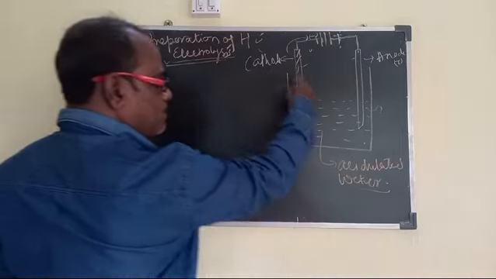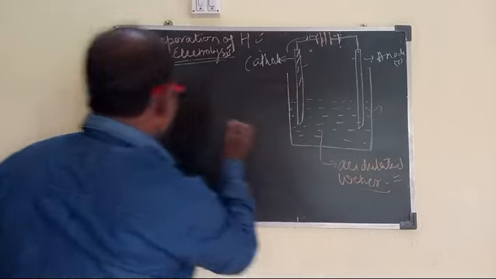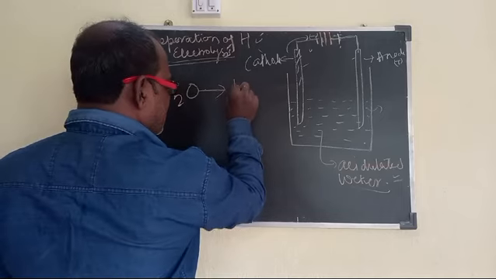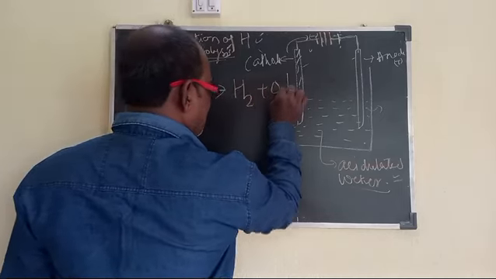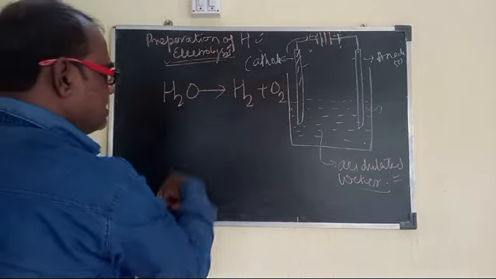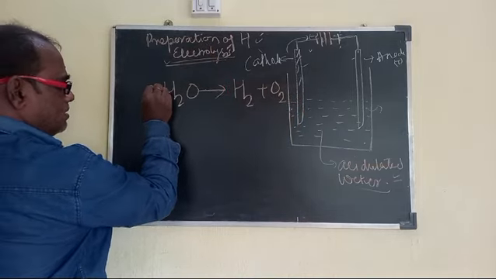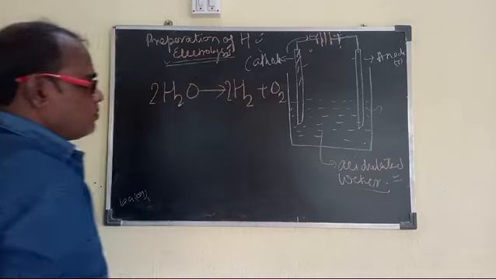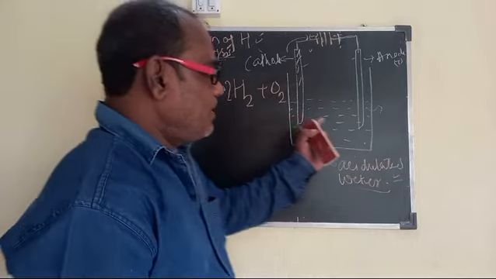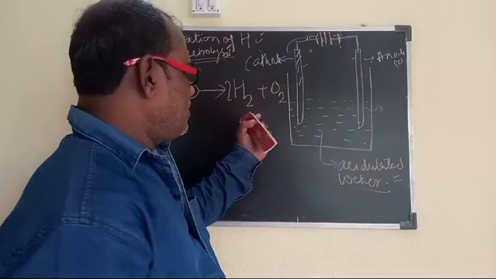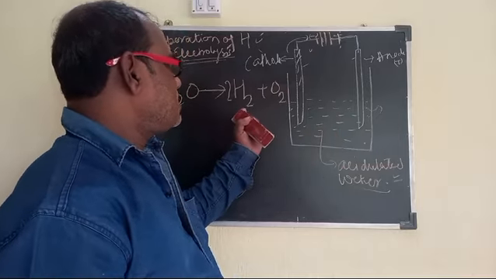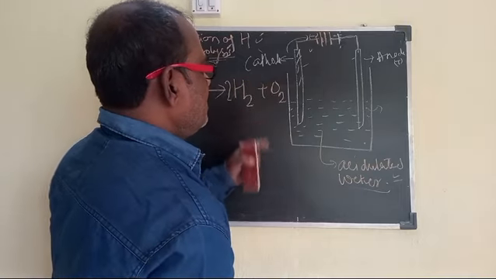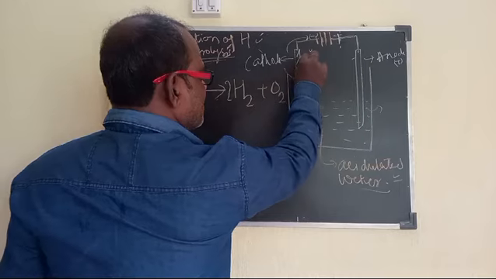When the current passes through it, this acidulated water, let us take H2O, breaks down into its constituents, hydrogen H2 plus O2. If we balance this, we get 2H2O giving 2H2 plus O2. Now when this breaks down, where is hydrogen liberated? Since hydrogen becomes a cation, it moves towards the cathode.